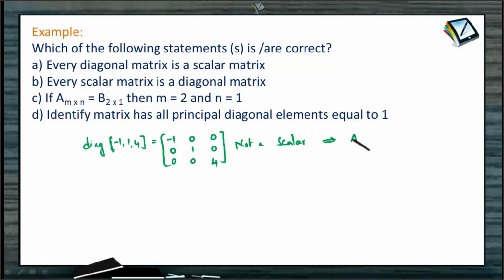So shall we conclude A is false, it need not always be true. Now, every scalar matrix is a diagonal matrix. Yes, obviously by definition every scalar matrix is a diagonal matrix.